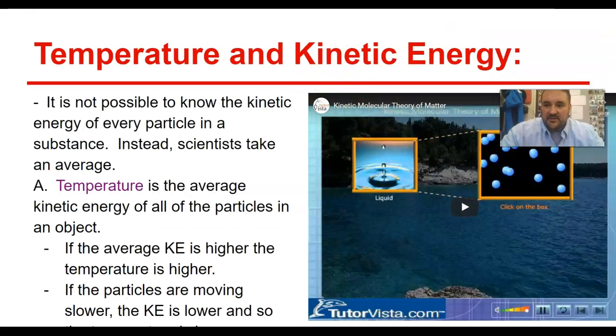Temperature and kinetic energy. We can't measure how fast every single particle in my cup of coffee is moving. We can take the temperature of my cup of coffee. By using temperature, you're actually taking the average. So you add up the highs and the lows, and you'll get an in-between number. Like when you average your test, you take the number you got right out of the possibility. That gives you the average. The average kinetic energy is higher when the temperature is higher. Hot water has a higher kinetic energy. If it's cold water, it has a much lower kinetic energy.